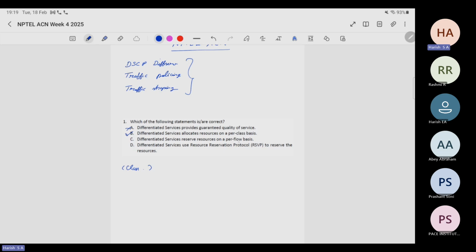So what is a flow here? A flow is nothing but a set of packets which have the same 5 tuple. So what is a 5 tuple? It is basically the source IP, destination IP, and then protocol, source port, destination port. So essentially, if all of these are the same on a particular packet, then it's called a part of a flow, right? So it also does not reserve resources on a per flow basis, so that's also wrong, and it does not use RSVP, correct? So the answer is B, right?